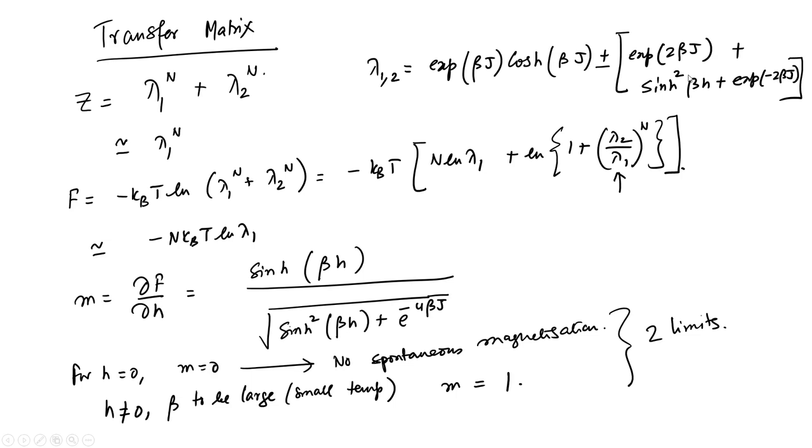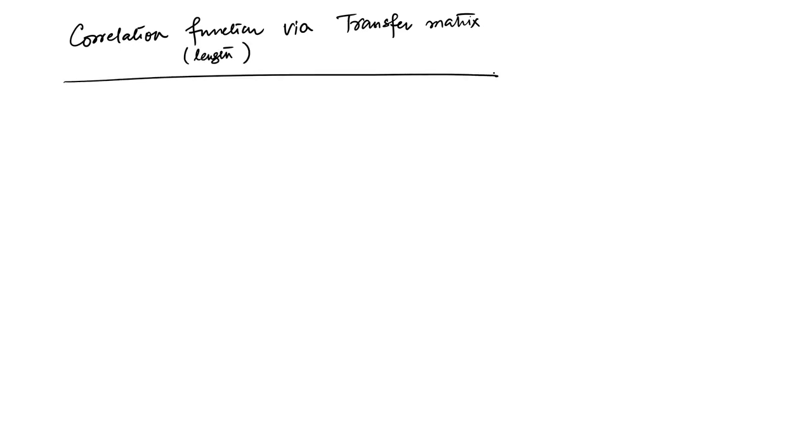Okay. Which means that it's only at t equal to 0, and t equal to 0 is really an ideal situation, that we get ordering. And we'll see, as I said, that this result contrasts with the results obtained from the mean field theory. But before that, let us use the transfer matrix to find the correlation function, or correlation length, you can say, which is a more physical quantity, via the transfer matrix.